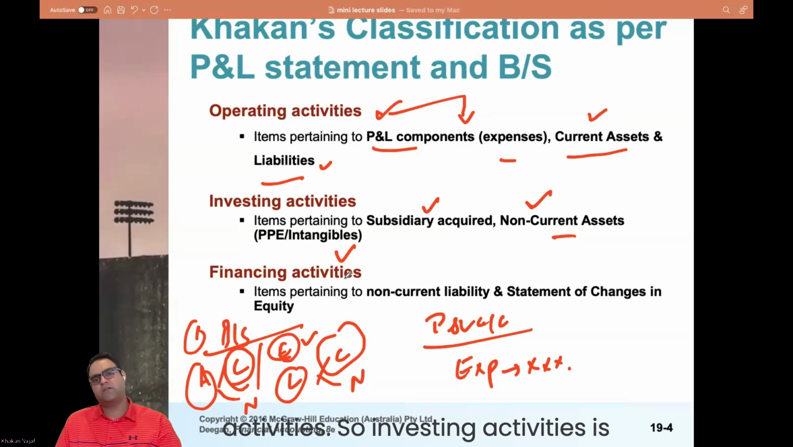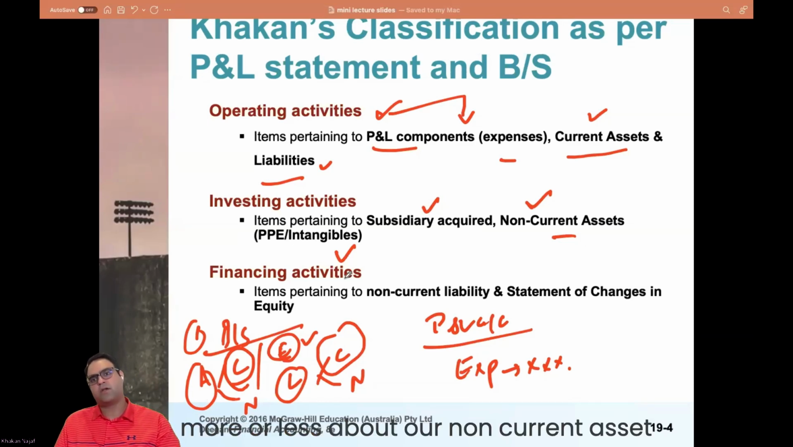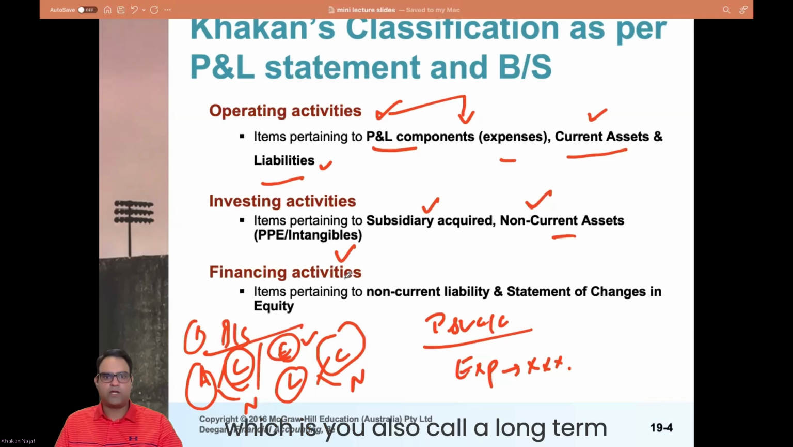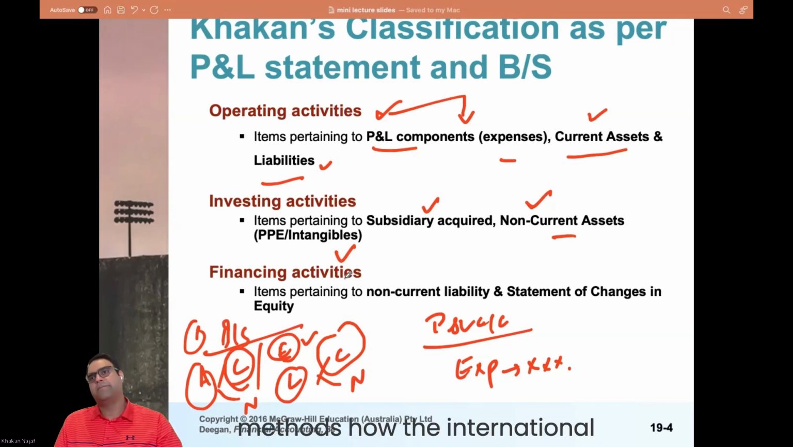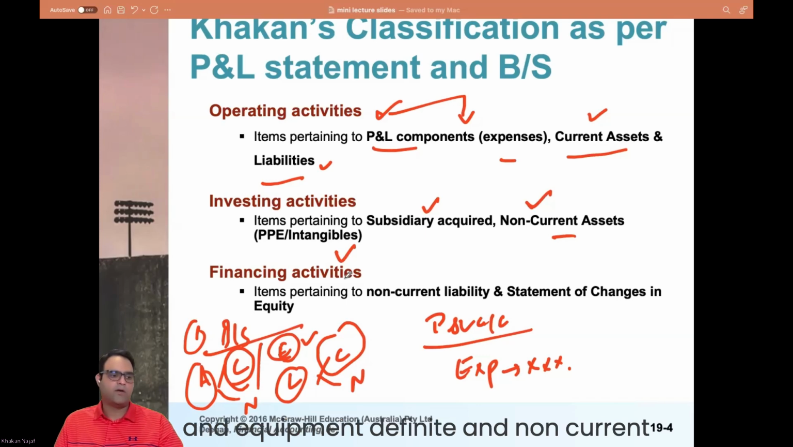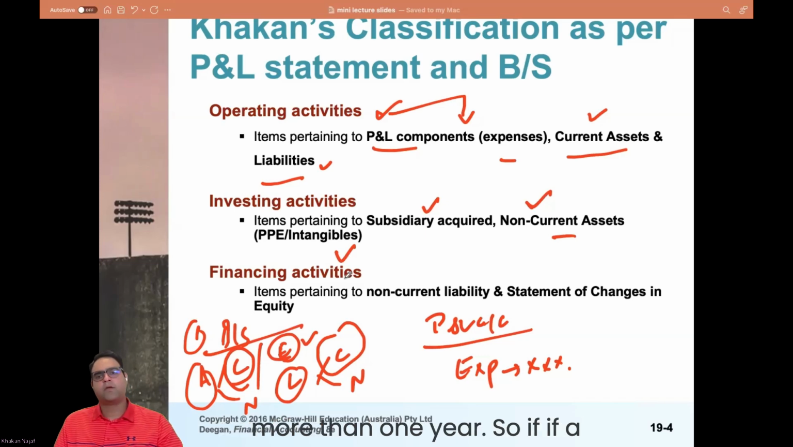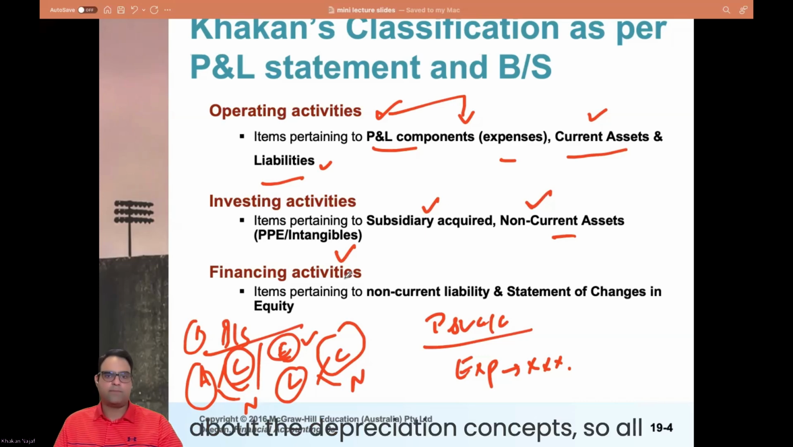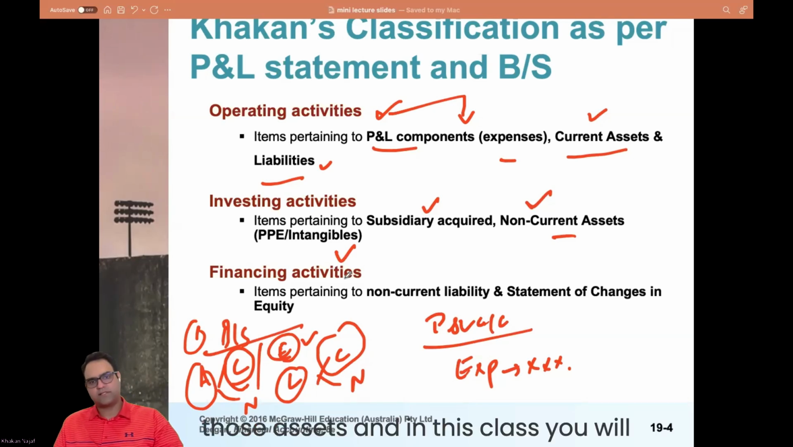So investing activities is more or less about non-current assets, which you also call long-term assets. As International Accounting Standard number 16, property, plant, and equipment, defines it, a non-current asset is an asset which has a useful life of more than 1 year. So if the life is more than 1 year, it is considered property, plant, and equipment. We have already discussed the depreciation concept at length. So all those assets.